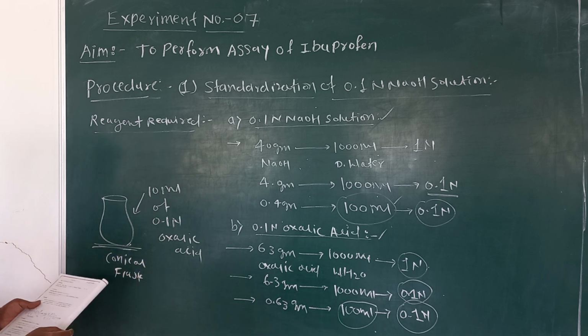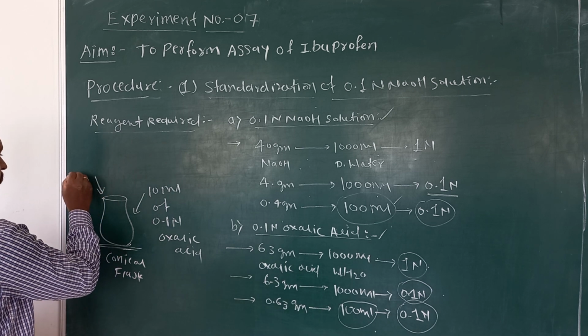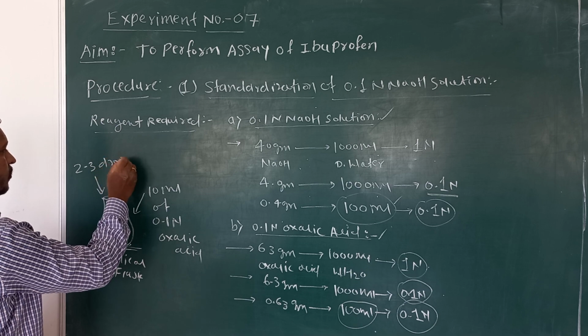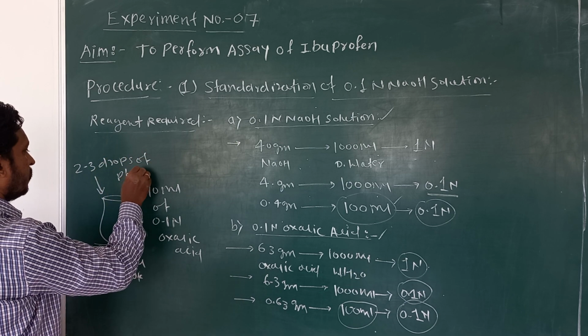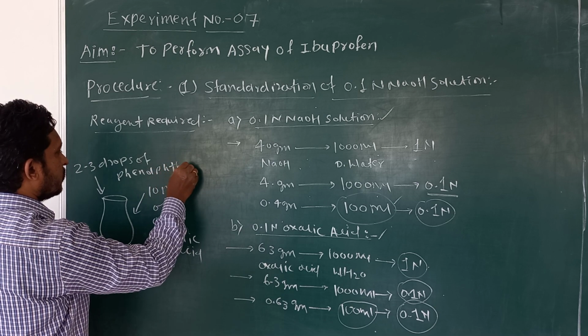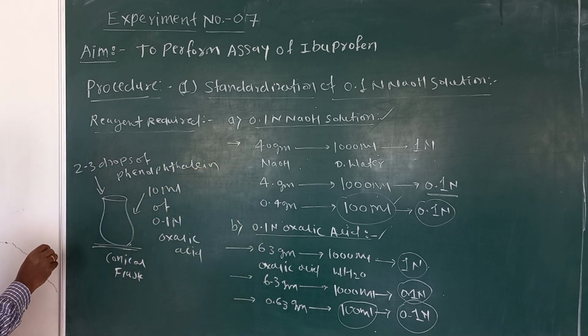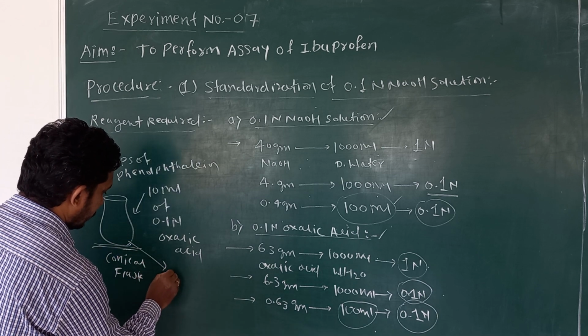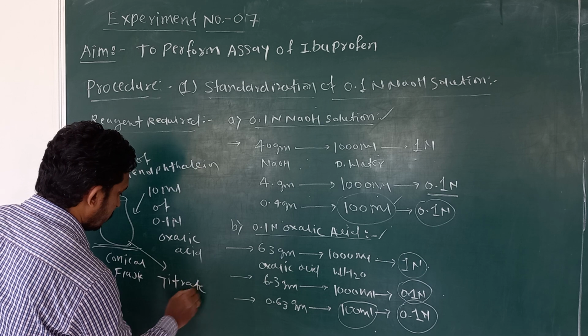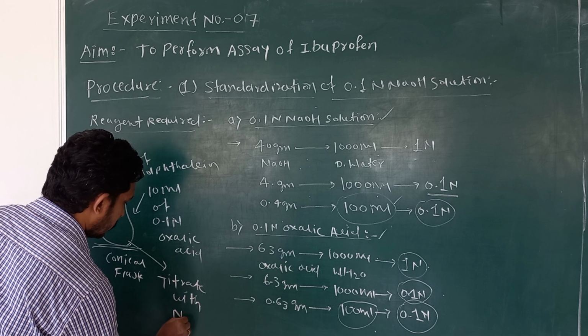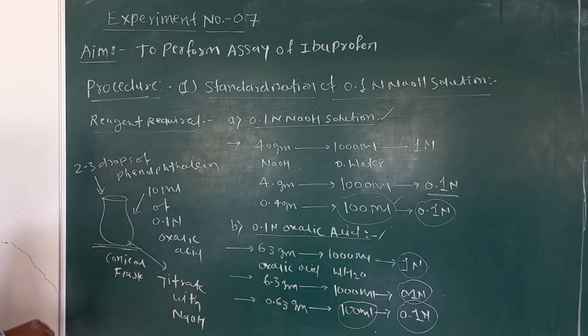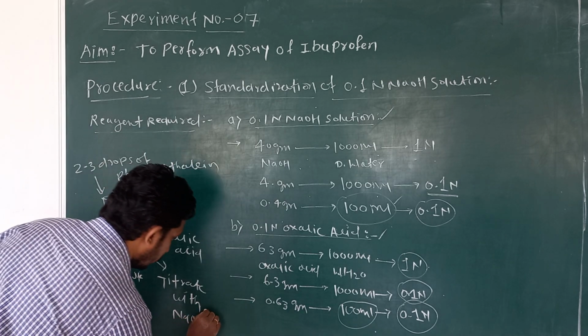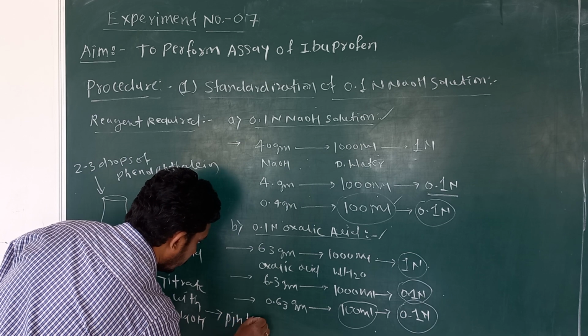After that, you have to add 2 to 3 drops of phenolphthalein indicator after the addition of oxalic acid. Then you have to titrate with NaOH, that is 0.1 normal NaOH, until you get the pink color.